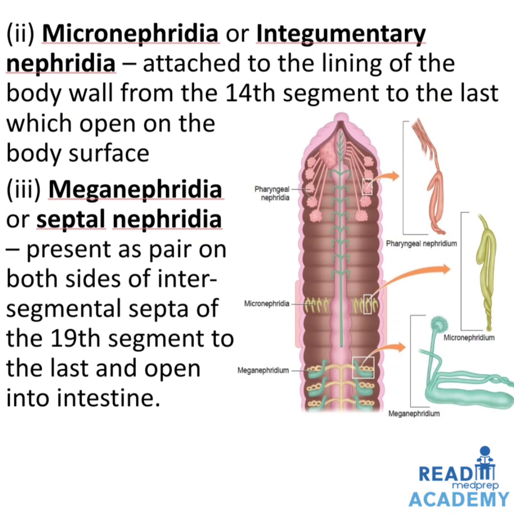In the image on the right side, you can see the pharyngeal nephridia. You can see the structure of the pharyngeal nephridia, the micronephridia. You can see the structure of the micronephridia, and the meganephridia. You can see the structure of the meganephridia.